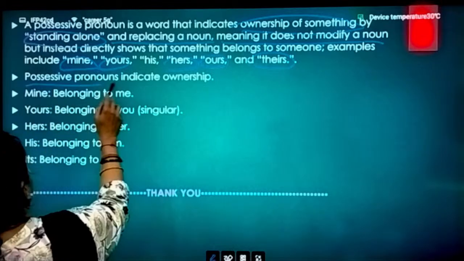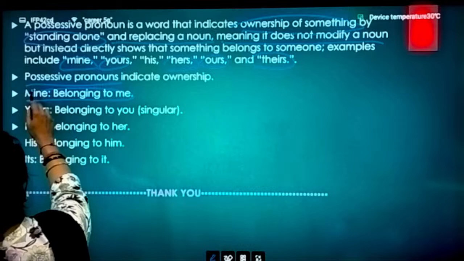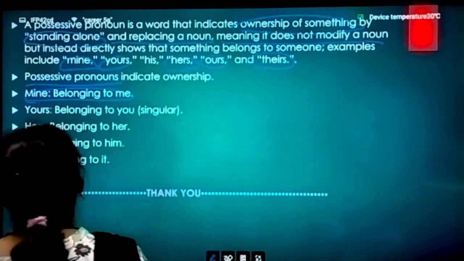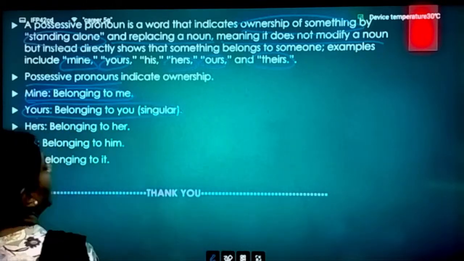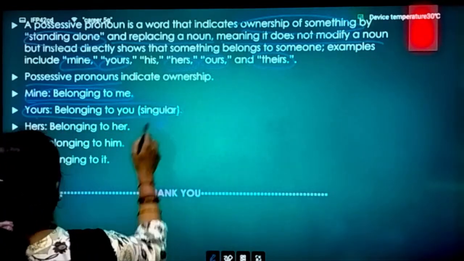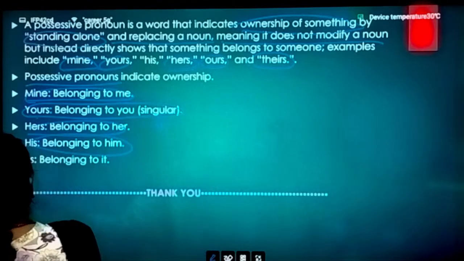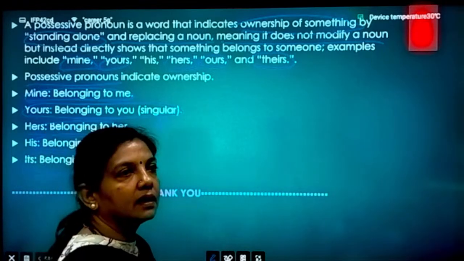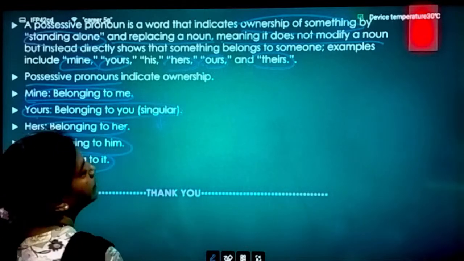So the possessive pronoun indicates ownership. Mine, belonging to me. So this class is mine, this pen is mine. Yours, belonging to you. It's a singular thing. You have the ink, you have the bottle. Those are all singular things. And hers, belonging to her. His, belonging to him. Its, belonging to it. It may be a thing, animal, or whatever it could be. So it is a possessive pronoun.